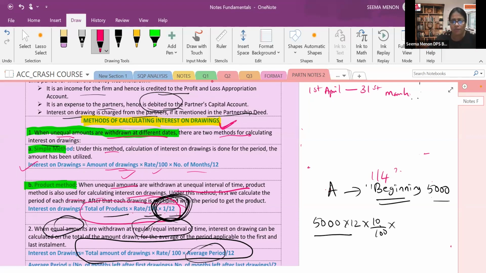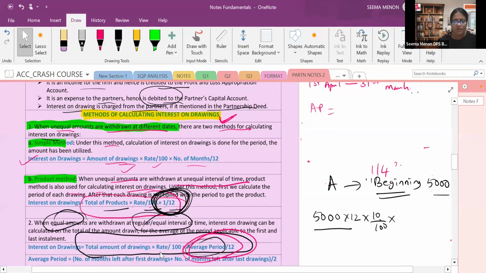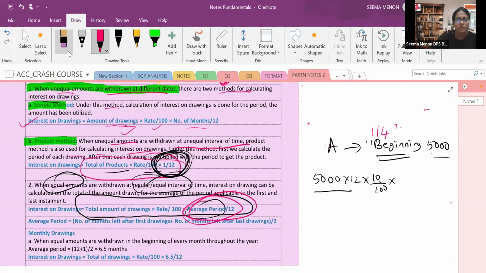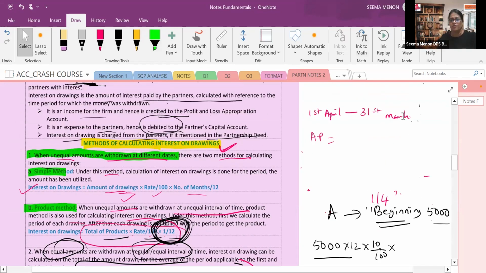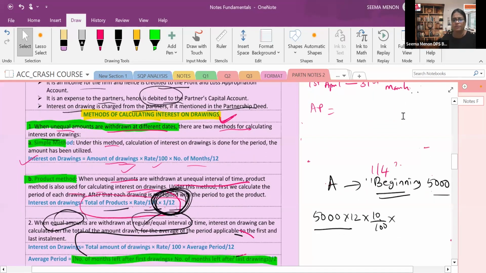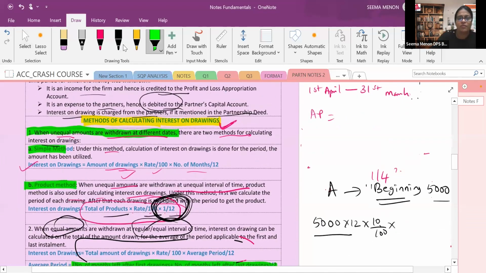Now, in the formula it is given average period. How will you find out the average period? The average period formula is also given just below that. I'll show you here and highlight it. Average period is equal to number of months left after first drawing plus number of months left after last withdrawing, upon 2. What do you mean by this? Children, focus again on the right side: time left after first withdrawal.